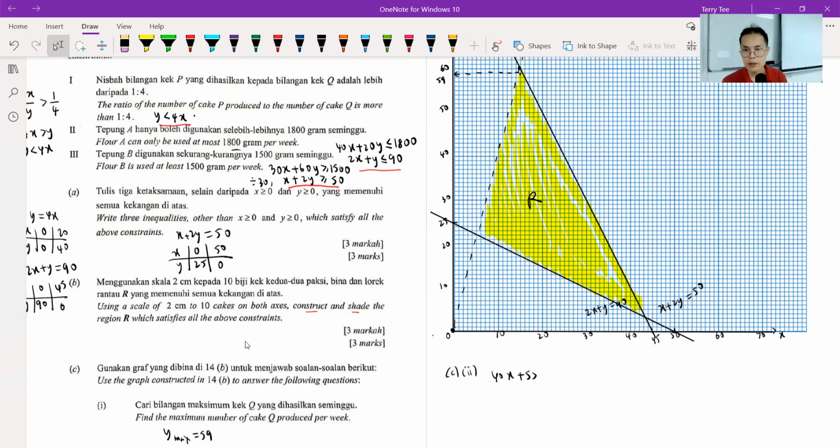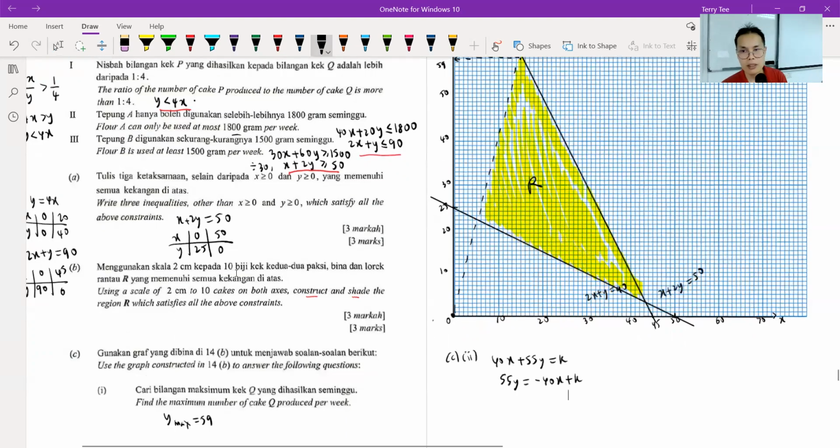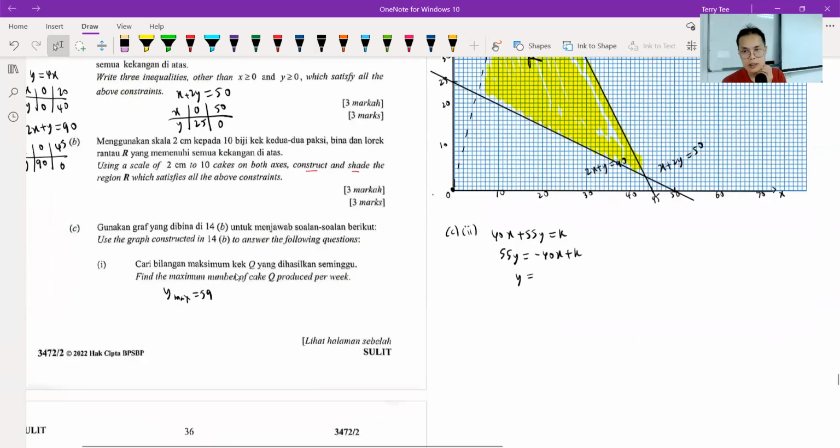40x plus 55y, we let it be k. So we need to draw this line on the same axis. But for me, I'd like to change it to y equals mx plus c, bring it over, negative 40x plus k. I divide everything by 5. As I divide by 5, you get negative 8 over 11x plus k over 55. Okay, so remember your k is determined by your y-intercept. If your y-intercept is bigger, then it's maximum. If your y-intercept is minimum, then your k will be minimum. But the main thing is I have to draw a straight line with a negative gradient 8 over 11.